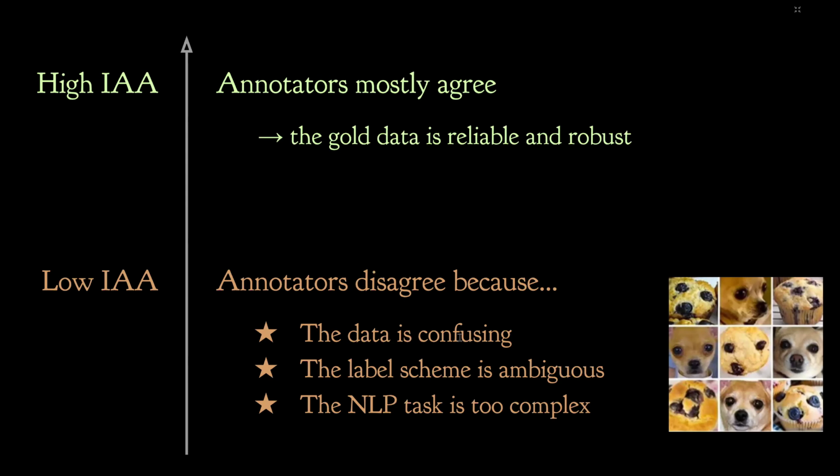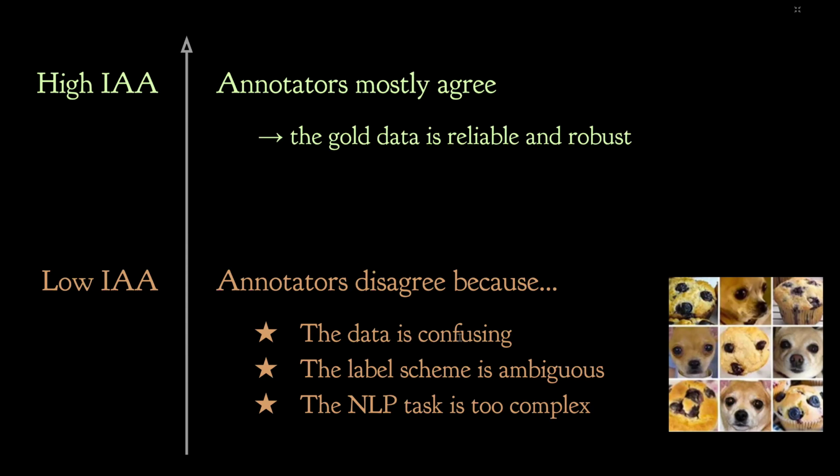It's not always easy because you need to have enough annotators that really understand the domain and understand the application that you want to develop and so on. But if you have high inter-annotator agreement, then you're really golden. The gold data is reliable and robust, and you're basically setting yourself up for success, and your application is built on solid grounds. The problems happen when you get low inter-annotator agreement.